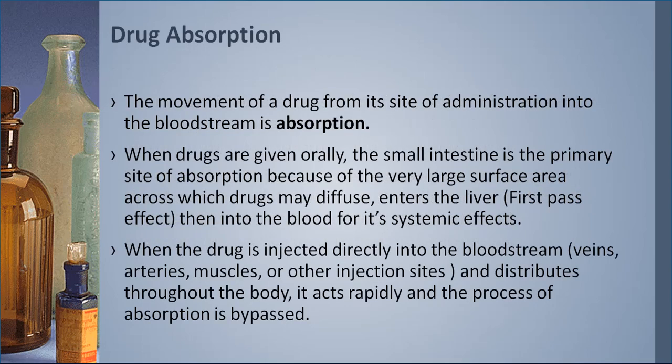When you talk about drug absorption, it talks about the movement of drugs from the site of administration into the bloodstream. Okay, so when the medicine moves from the site where it was administered into the bloodstream, it's referred to as absorption. Now, when drugs are given orally, when we swallow them, it comes through the stomach, it's dissolved in the stomach, then it enters the small intestines, which is the primary site of absorption. This is because the small intestines have a large surface area where it can easily diffuse.